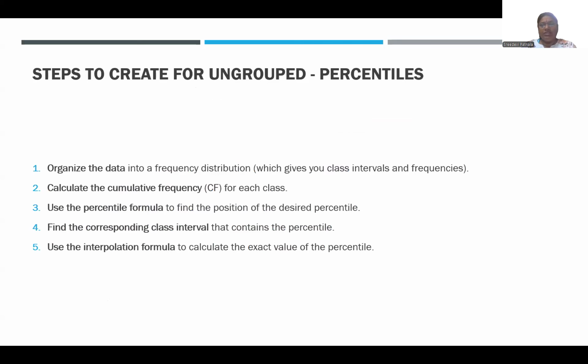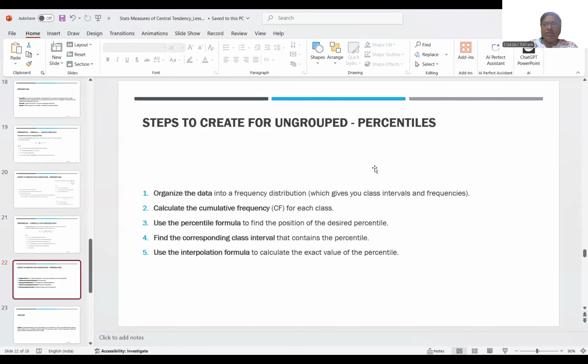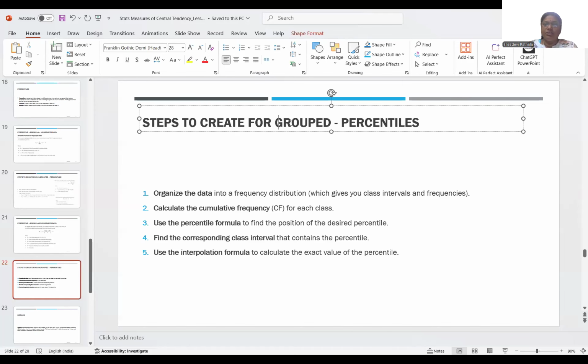This is about the percentiles. And how do you organize the calculation using steps? Organize the data into a frequency table, calculate the cumulative frequency, and find the corresponding class interval that contains the percentile, and then use the same formula. Again, the heading for this says ungrouped data, which is wrong. This is for grouped data.